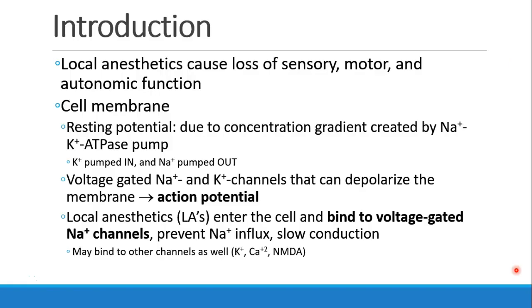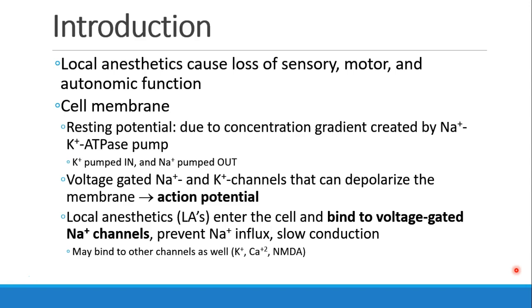Local anesthetics are drugs that can cause loss of sensory, motor, and autonomic function. Local anesthetics work at the cell membrane. Remember that the cell membrane has a resting potential, which is due to the concentration gradient created by sodium and potassium, and the sodium-potassium ATPase pump. The potassium is pumped into the cell, and the sodium is pumped out.